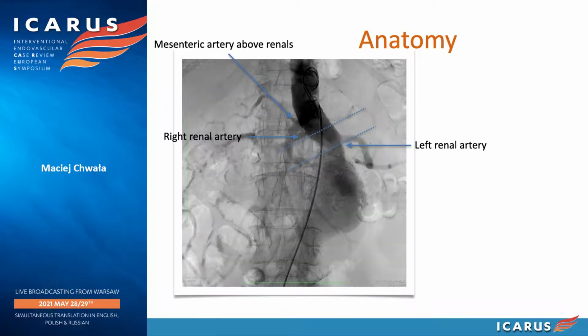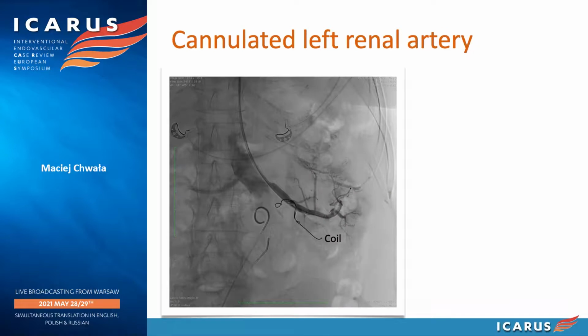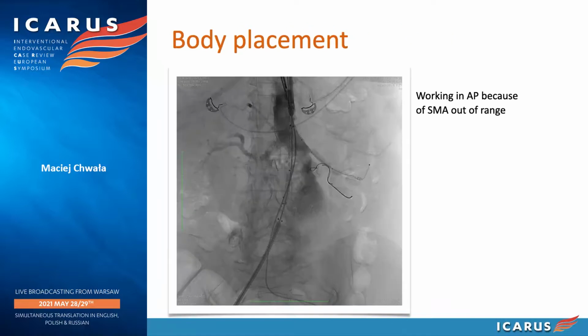So, as we can see, there is a big distance between the left and right renal artery. The superior mesenteric artery is located even more above. So we decided to put one chimney. We cannulated the left renal artery. We put a coil into the additional renal artery.